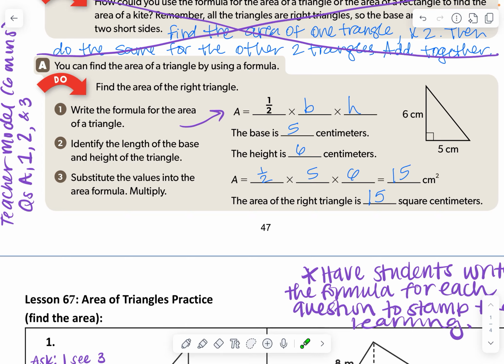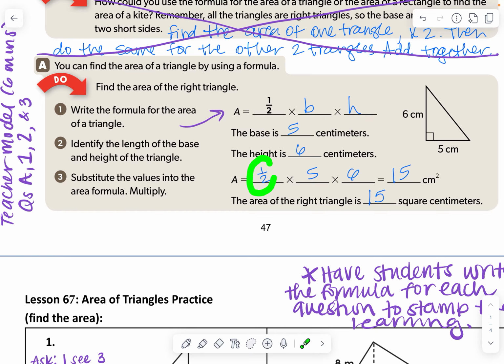And so we start by writing the formula, and I want you to push students to write the formula for every single question today, because we want to stamp the formula. We want it ingrained in their brains. And so writing the formula down is step 1. Then we want to identify the base and the height of the triangle. So the base is 5. The height is 6. Then we want to substitute the values into the area formula.